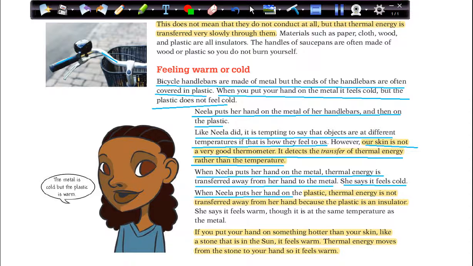When Neela puts her hand on the plastic, the matter here is opposite to the metal. The matter is different.